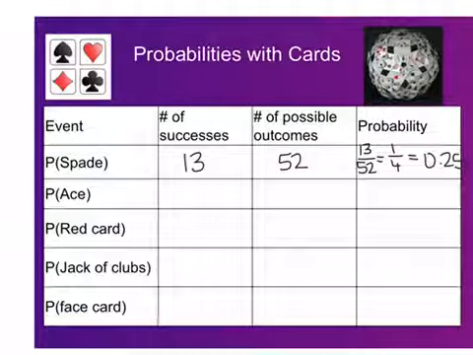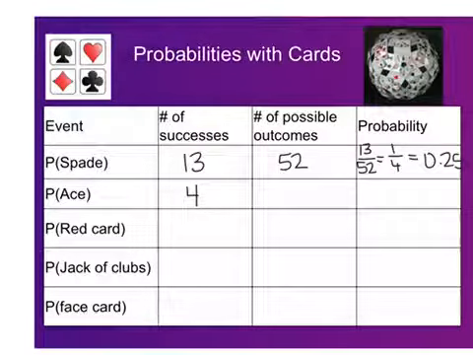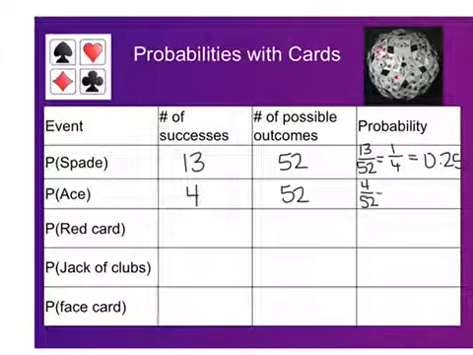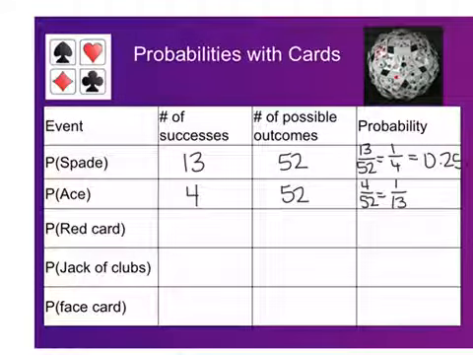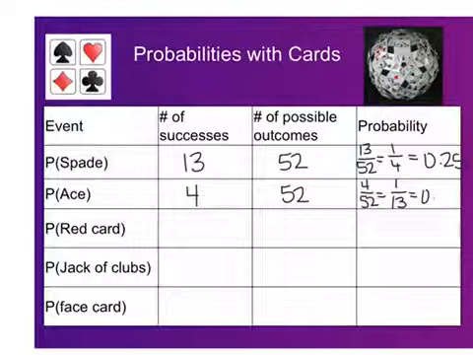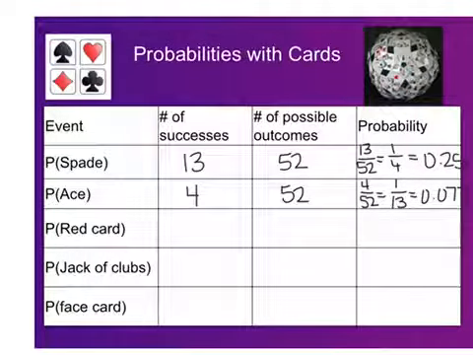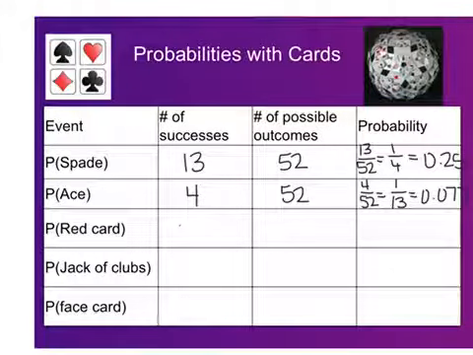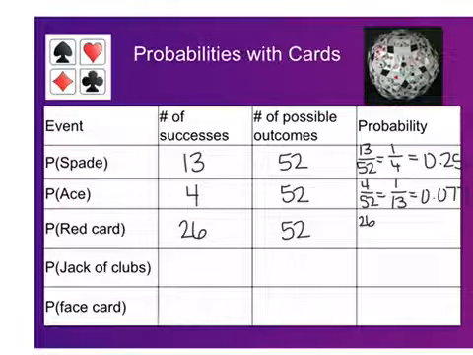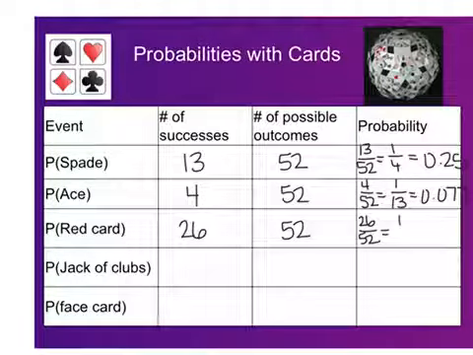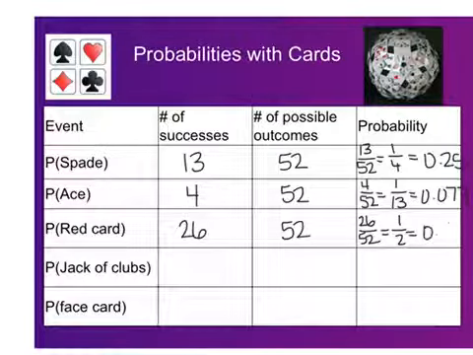When I'm looking for my aces, if I go back and look at that picture, there's 4 aces in a deck of cards. It doesn't matter what suit it is. I would take any of them. I just want an ace. So there's 4 out of 52 total. Reduced down is 1 out of 13, which as a decimal is 0.077. If I want a red card, well, half of my deck is red, so 26 cards are red out of 52. So it'd be 26 out of 52, which we said reduced down was half of the deck. So I'd get 0.5 as my decimal.